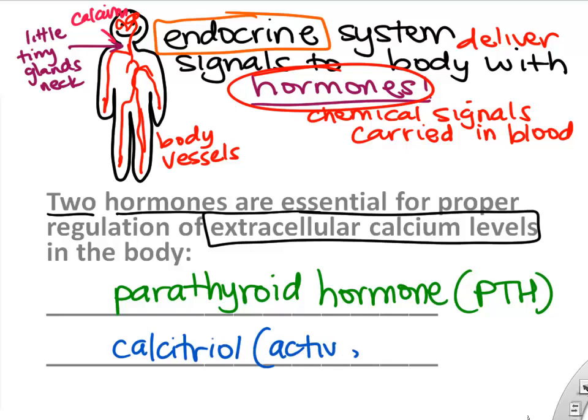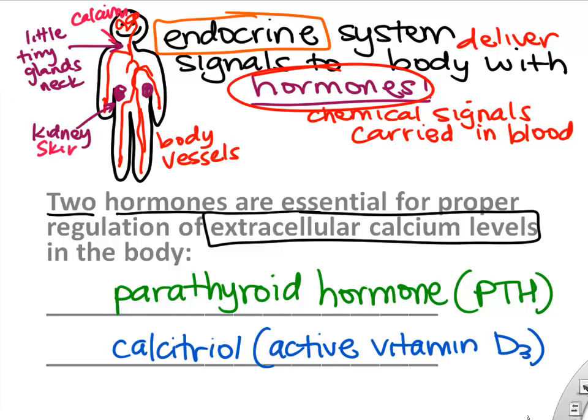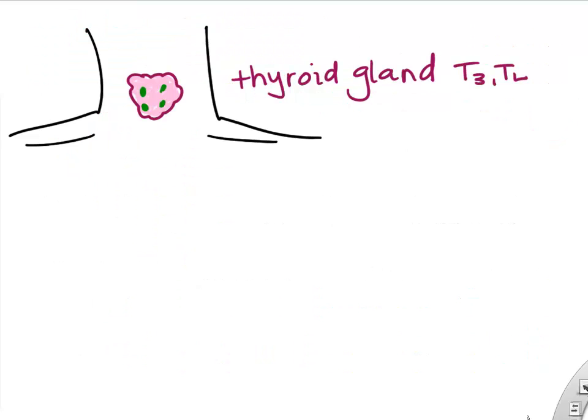The other hormone is called calcitriol, or sometimes we'll just call it active vitamin D3. Vitamin D3 is made in places throughout your body, but mainly activated in your kidneys. So your kidneys are going to be important for making calcitriol. So these two hormones are going to be important in regulating our body calcium.